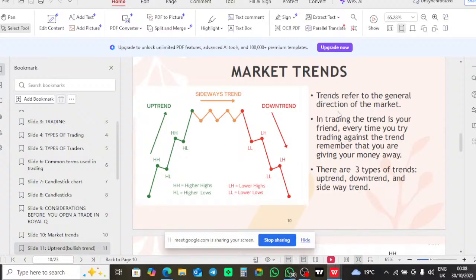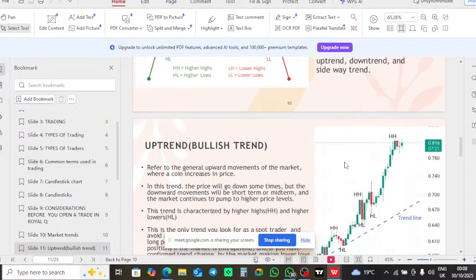The trend refers to the general direction of the market. In trading, the trend is your friend. Every time you try to trade against the trend, remember that you are giving your money away. Are we together? We have only 3 trends. First, identify. Then look at how you can be able to trade it.